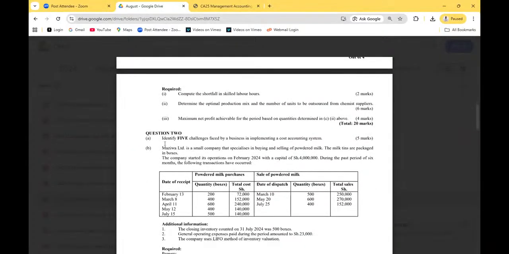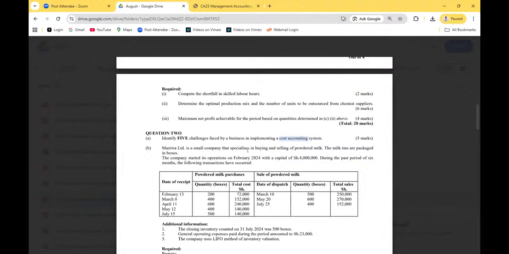Number 2, identify 5 challenges faced by a business in implementing a cost accounting system. Don't look at a cost accounting system. Put that aside. What we want you to do is, generally, for any system to be implemented, there are so many things that are needed. There are so many challenges. Remember, system makes works to be very, very simple. It reduces this manual work.